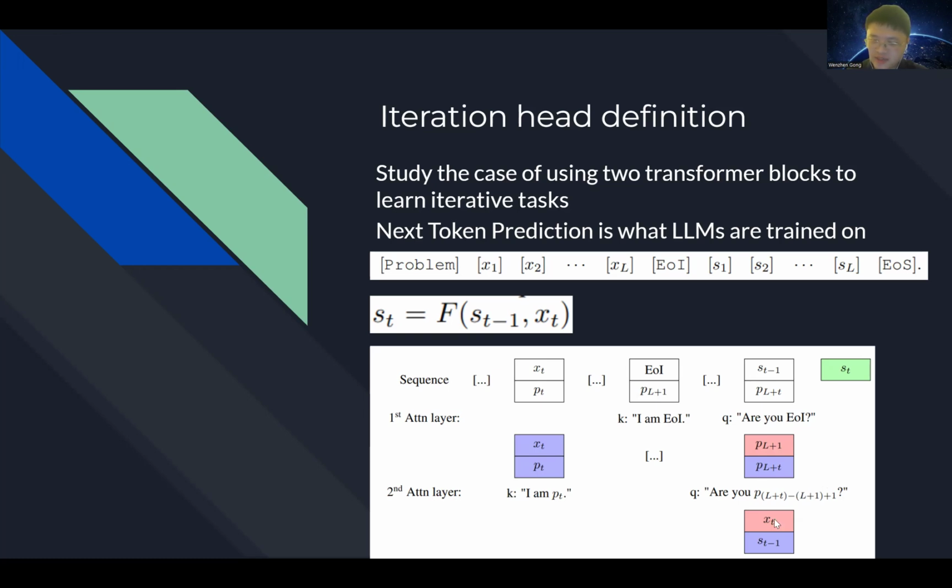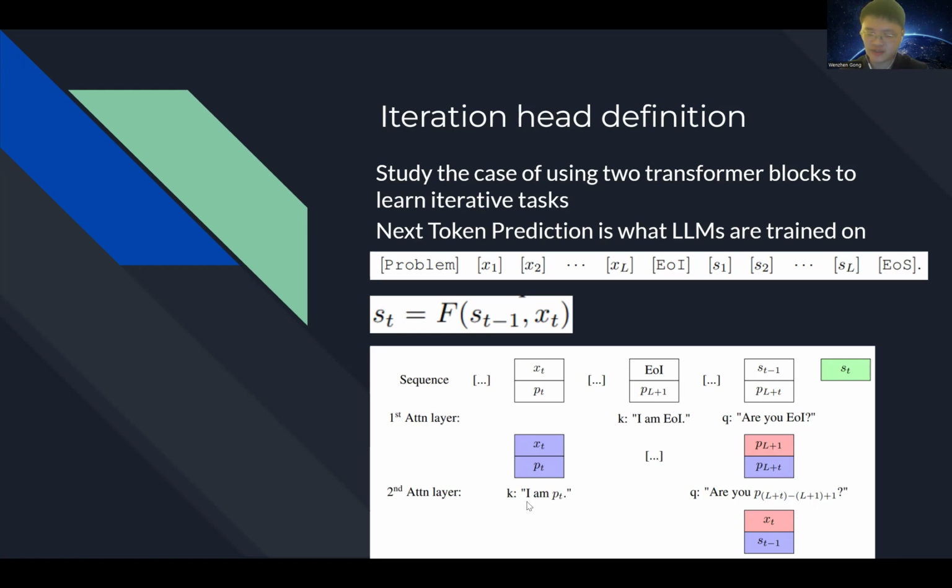So if you do a subtraction here, what you get is, when the model is processing this PL plus T node in this sequence, this subtraction will tell the second layer that the input information you need is from the T's input, since this gives the result of T.